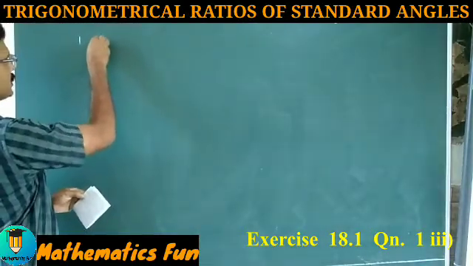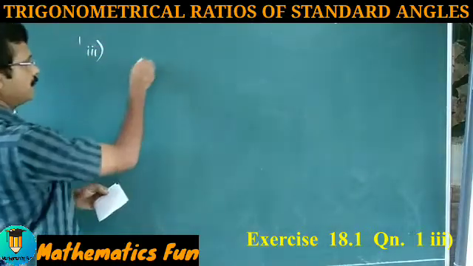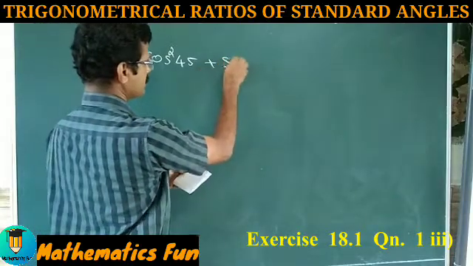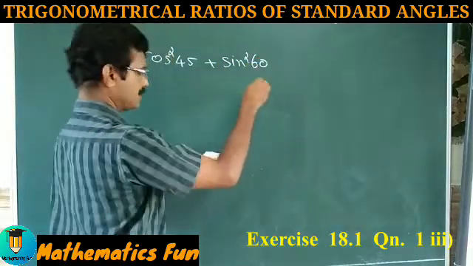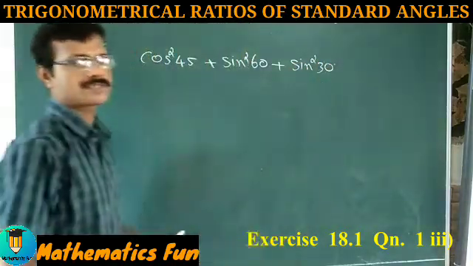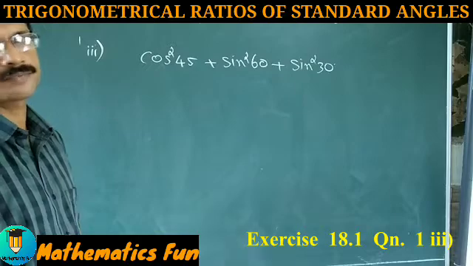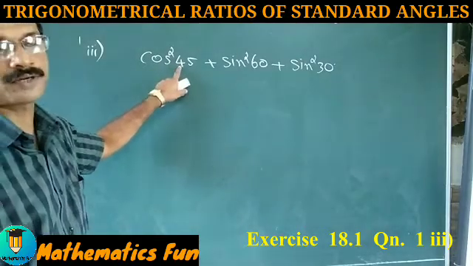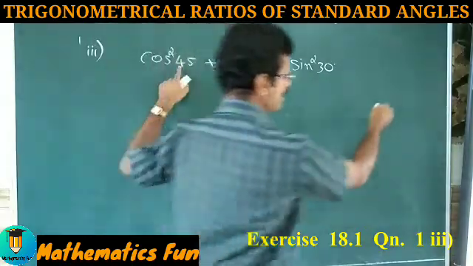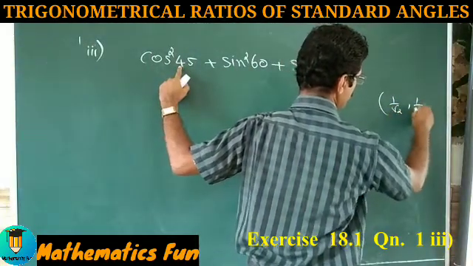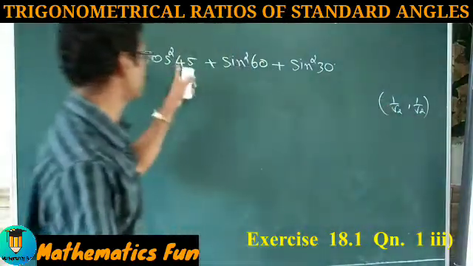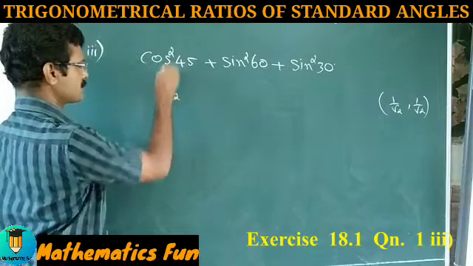First of all, we will do the 1/3 part. We have to find the value of cos square 45 plus sine square 60 plus sine square 30. So you are supposed to substitute the values. See, first of all, cos 45. I said 45's coordinate is 1 by root 2, 1 by root 2. Cos 45 is the x coordinate, that is 1 by root 2. So here 1 by root 2, its square it is.